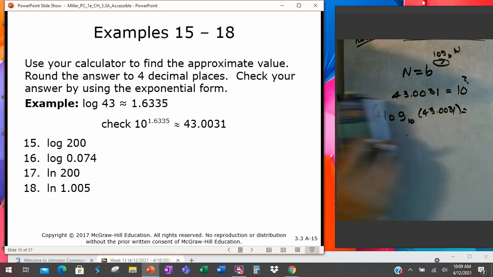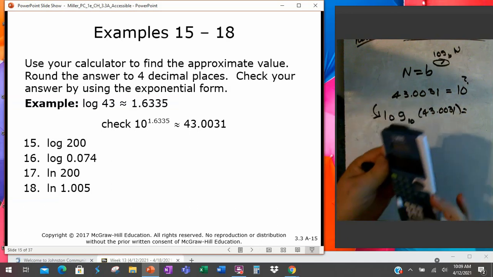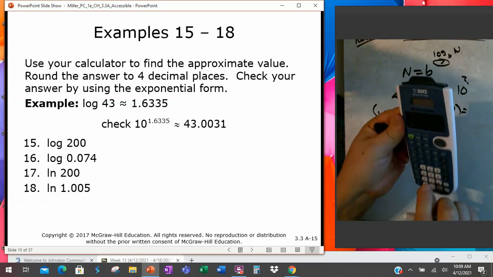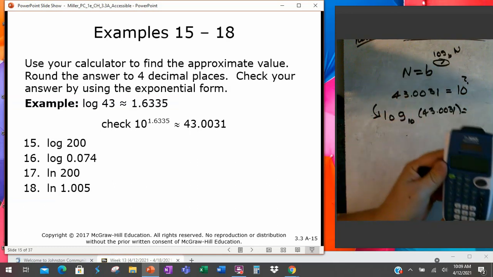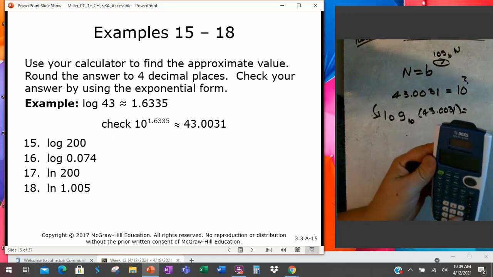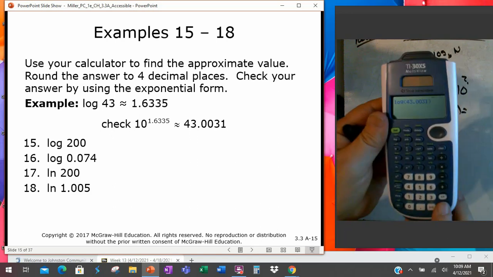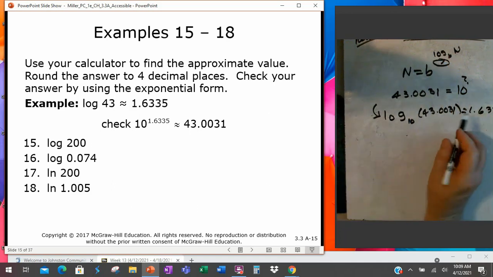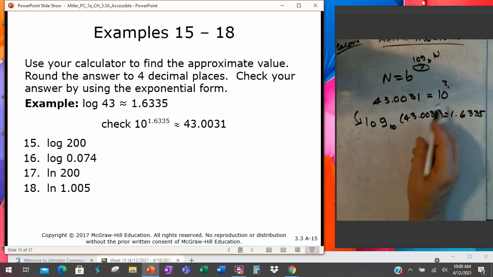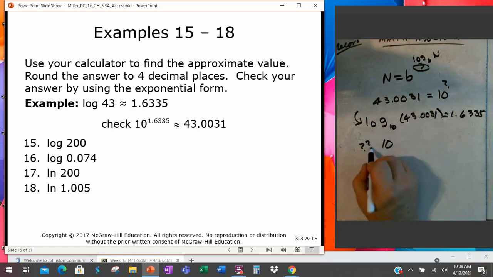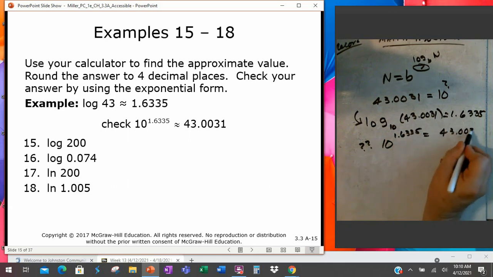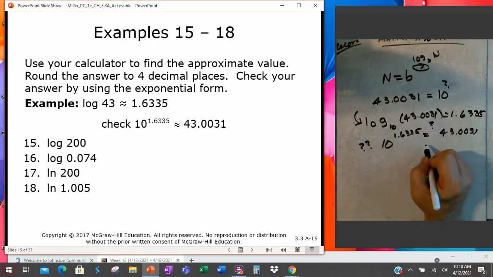So if I go to my calculator, I'm going to use the log. Let me clear this out. That's the base 10, it's understood. So log of 43.0031 gives me 1.6335. Let me see if this works. Does 10 to the 1.6335 equal 43.0031? This is a big question mark.